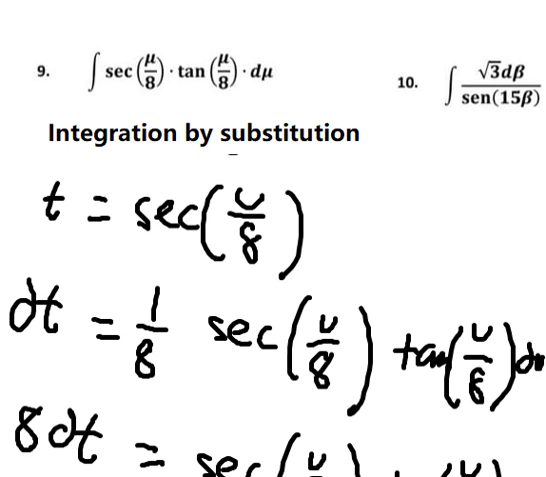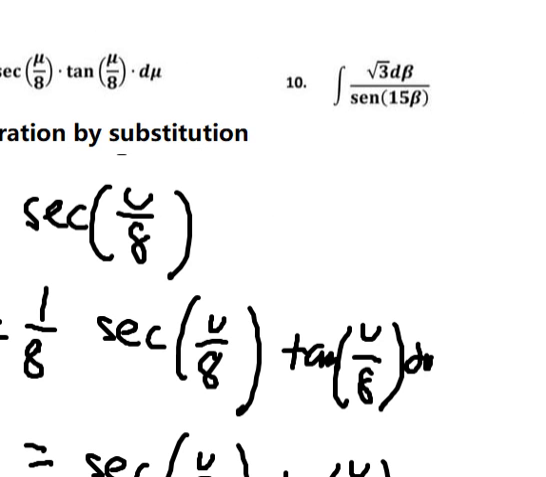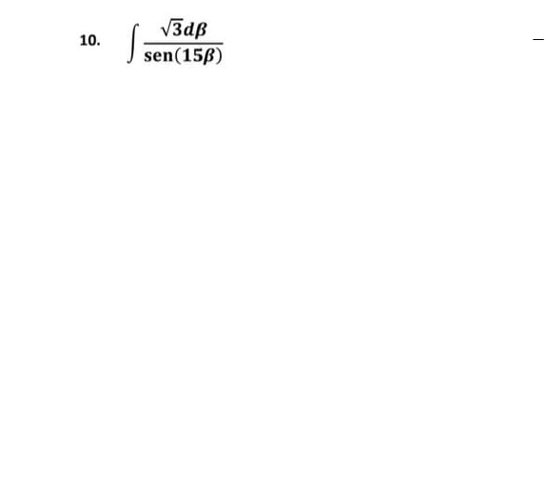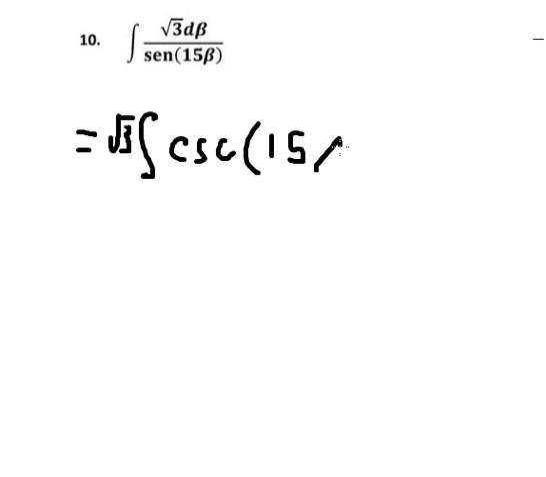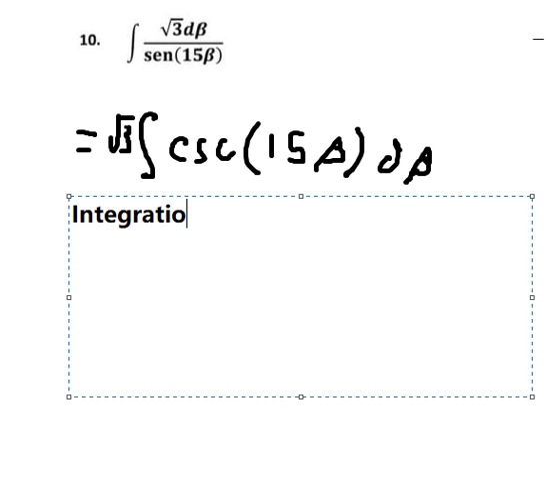Now let's go to the last one. For this one, we can write into the square root of number 3. We put it outside, and we have cosecant of 15 beta d beta. So we can use integration by substitution.